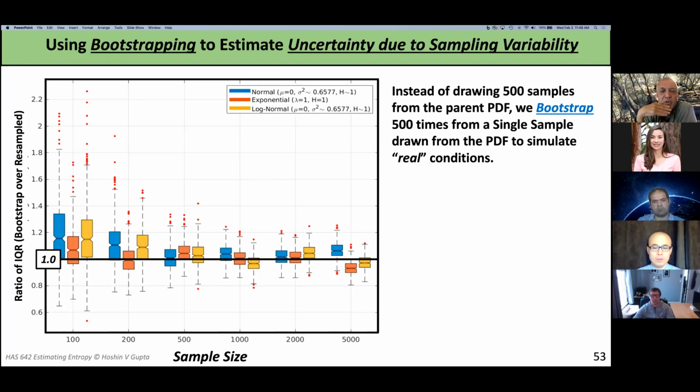And if bootstrapping is 100% efficient, I should get a ratio of 1. I should get the same uncertainty due to sampling variability with bootstrapping as I would get using actual sampling from the true parent population. And so here are the results for different sample sizes with the uncertainties. You can see that it's pretty close to 1. Bootstrapping tends to give you slight overestimation on average. And when you get to sample sizes of around 1,000 or so, the estimate due to bootstrapping is pretty good. It's pretty much the same as if I actually had access to an infinite number of sample sets.